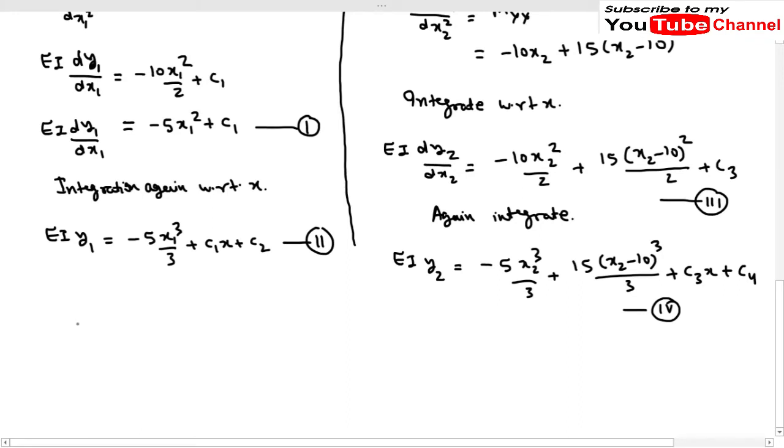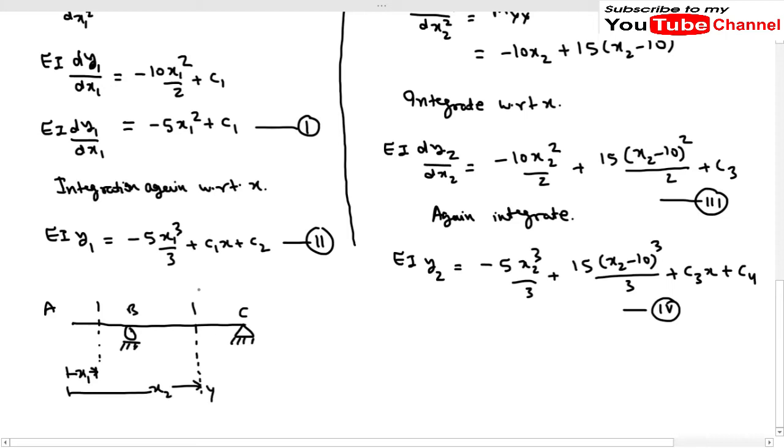Let us see. We have this problem. Here we have a pin support, here we have a roller support, and here we have a free end. This is portion AB, this is BC. This is our section XX at distance x1 from here, and from here we will have a section Y. This is the way in which we have assumed the sections and their corresponding distances from A.